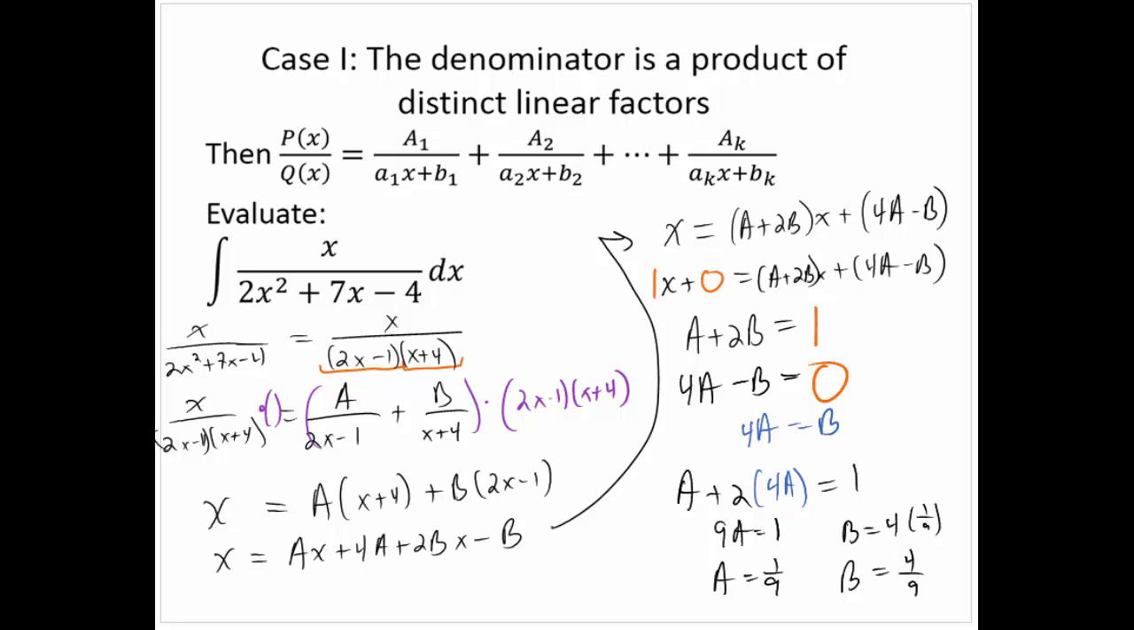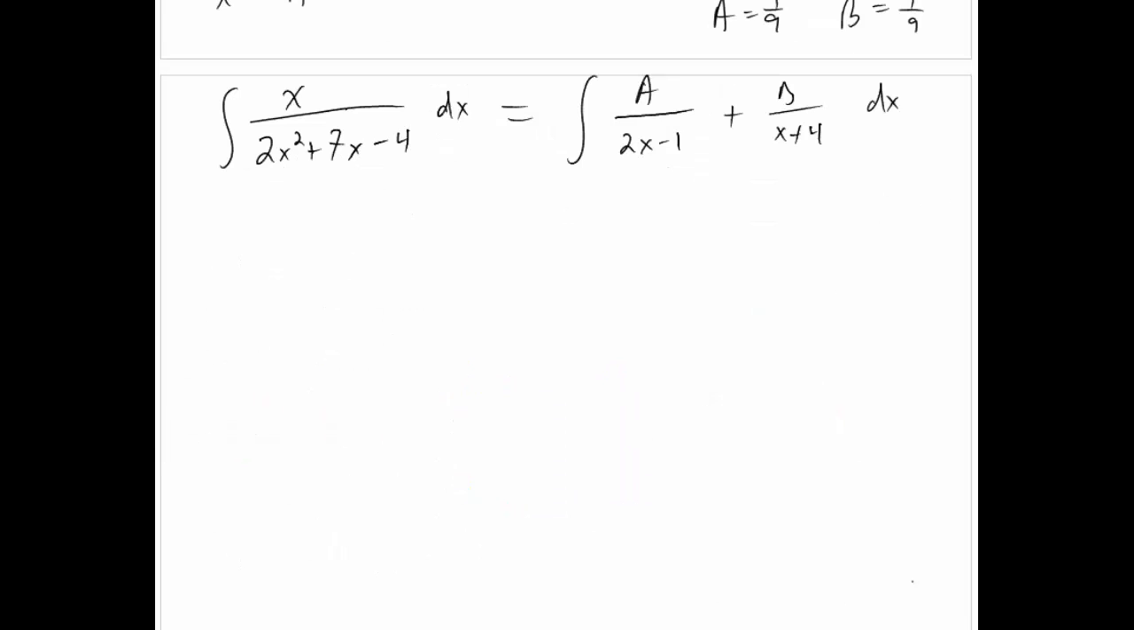Well, now that was all algebra. Now that we've done all the algebraic work, now we can do the calculus. So, the original integral of x over 2x squared plus 7x minus 4 dx is equal to the integral of a over 2x minus 1 plus b over x plus 4 dx. And we figured out that a was 1/9 and b was 4/9. So then this becomes the integral of 1/9 over 2x minus 1 plus 4/9 over x plus 4 dx. And I guess I should have some parentheses or brackets here.